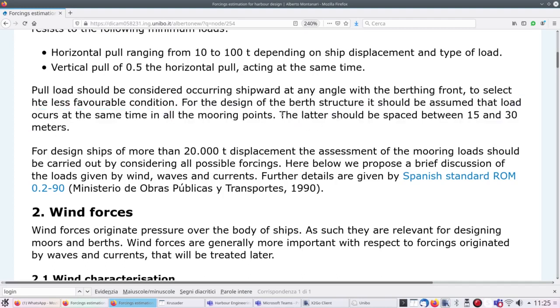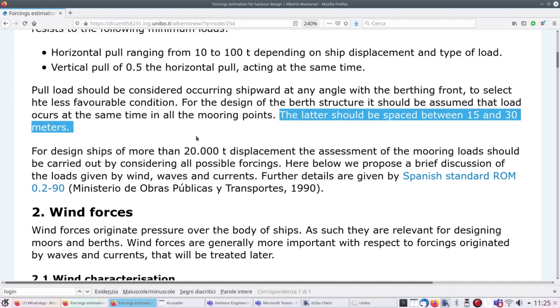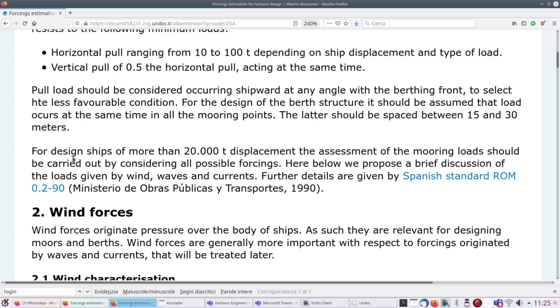The mooring points should be spaced between 15 and 30 meters. Of course, this depends on the size of the ship, and there is a range which is quite considerable, which is, I think, a useful rule of thumb.